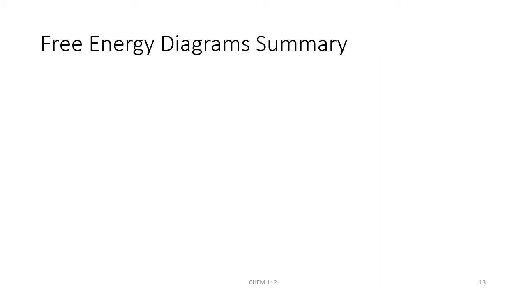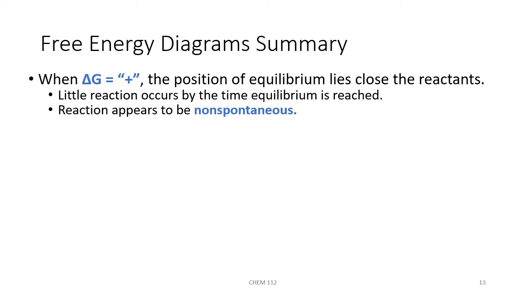We can summarize the free energy diagrams. When delta G was positive, the position of equilibrium, or delta G being 0, lied very close to the reactants. Very little reaction actually occurred by the time equilibrium was reached. The reaction appears to be non-spontaneous, as written, going from reactants to products.